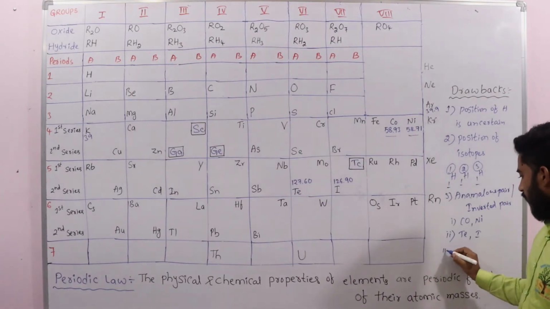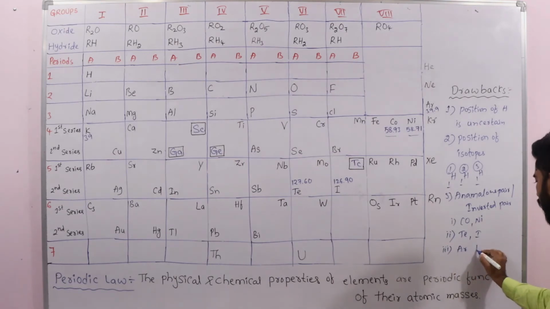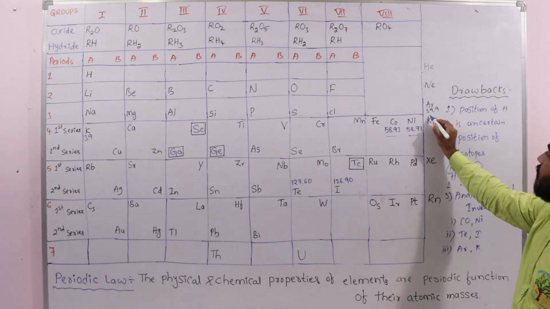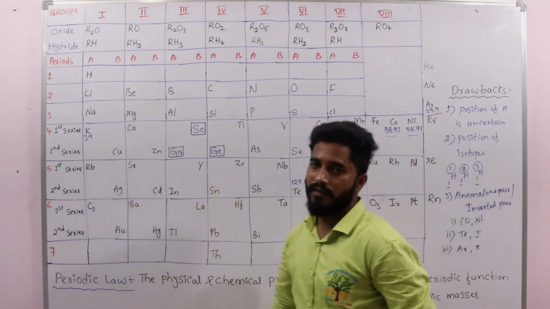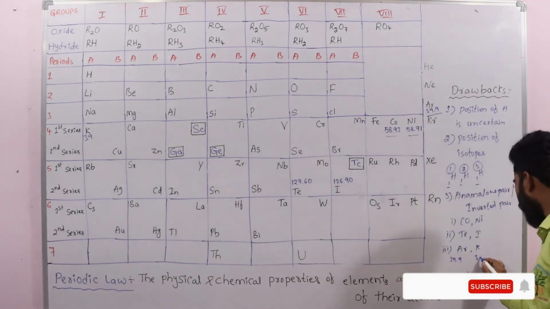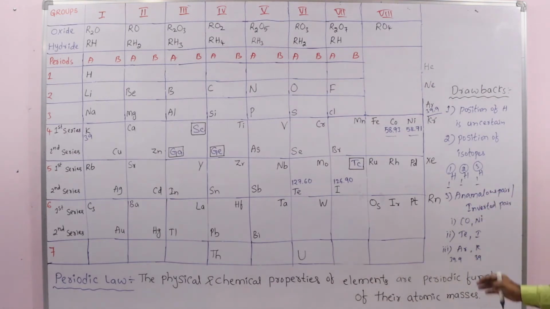Let us see the third one: argon and potassium. Argon is 39.9, potassium is 39. The heavier element is placed before the lighter element. So that is one more drawback of Mendeleev's periodic table.